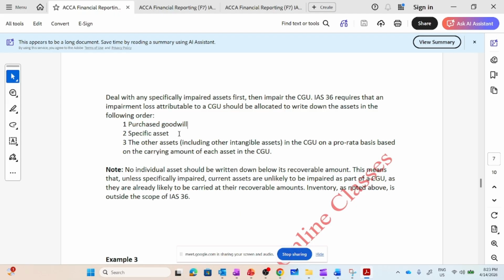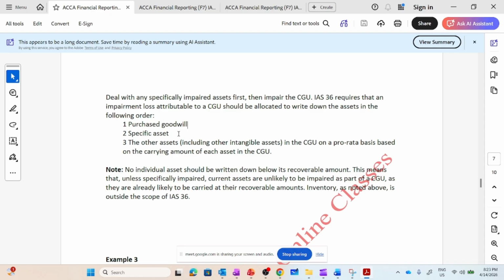The second aspect, if there is any specific asset mentioned in the question, we are going to impair that specific asset as well. Very important concept. When you're talking about a specific asset, the question might give you a clear indicator that this asset has been impaired. So we need to consider it. We need to give preference to that particular asset. So first, we're talking about goodwill. Second, specific assets mentioned in the question. The specific nature of the assets can be given in the question.